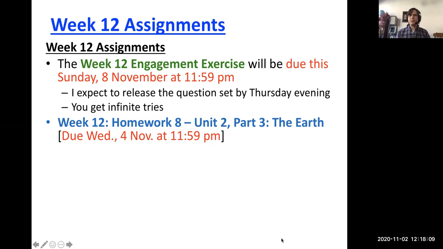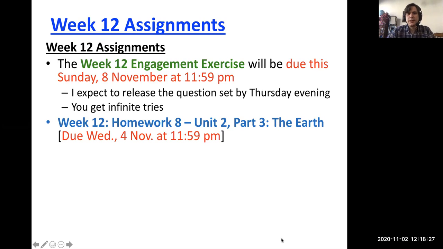So the week 12 engagement exercise will be due this Sunday, the 8th of November at 11:59 p.m. As always, I'll try to get the question set out by Thursday evening. I haven't missed that date yet, and you will have an infinite number of tries to complete it to the grade that you would really like, which is hopefully a 10 out of 10.